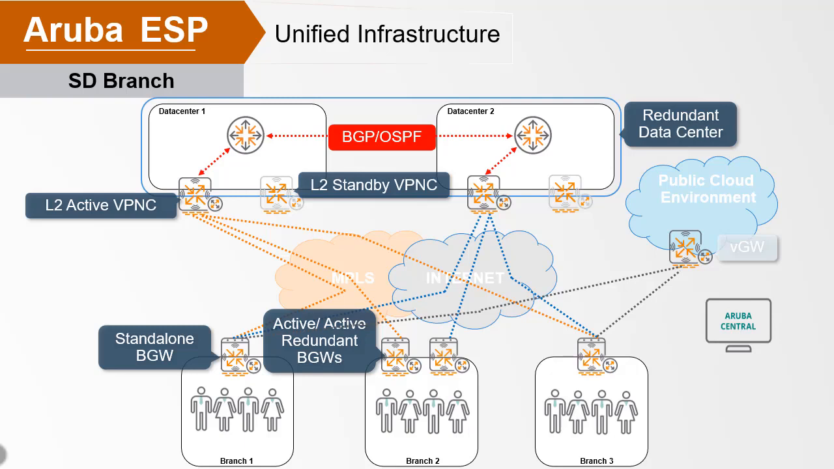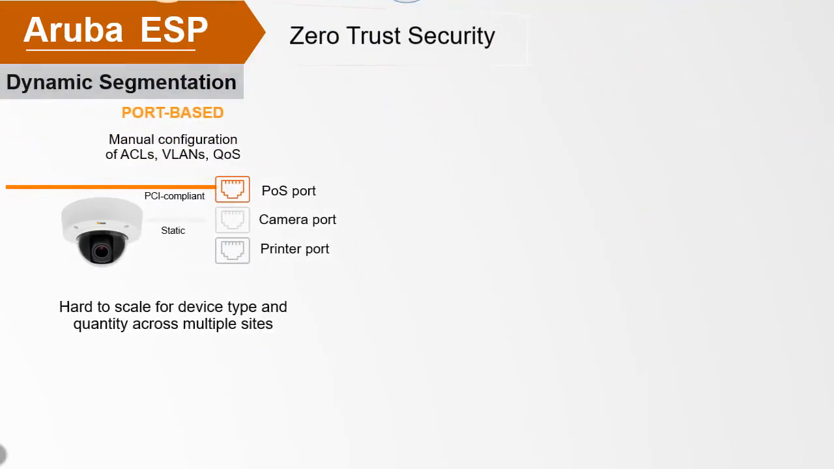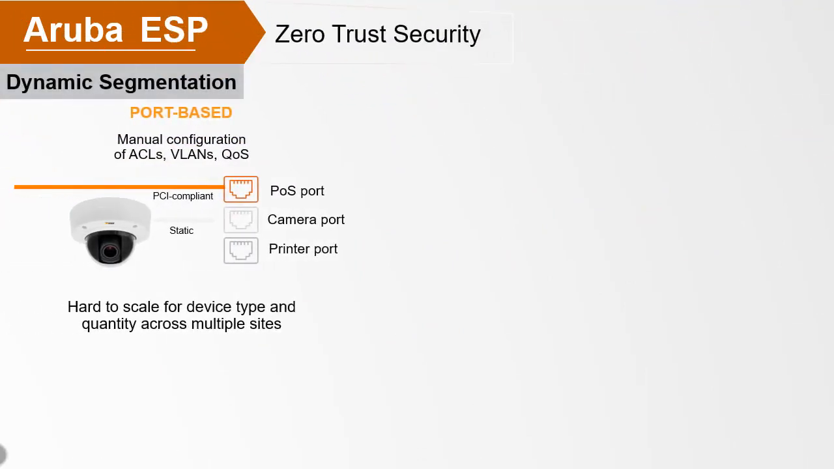And when you add in dynamic path selection, policy-based routing, and role-based security and routing, traffic can be routed based on availability, application, user role, and link health. And you keep it all secure with things like dynamic segmentation. But I'll talk about that in part 2 of this section on Aruba ESP.